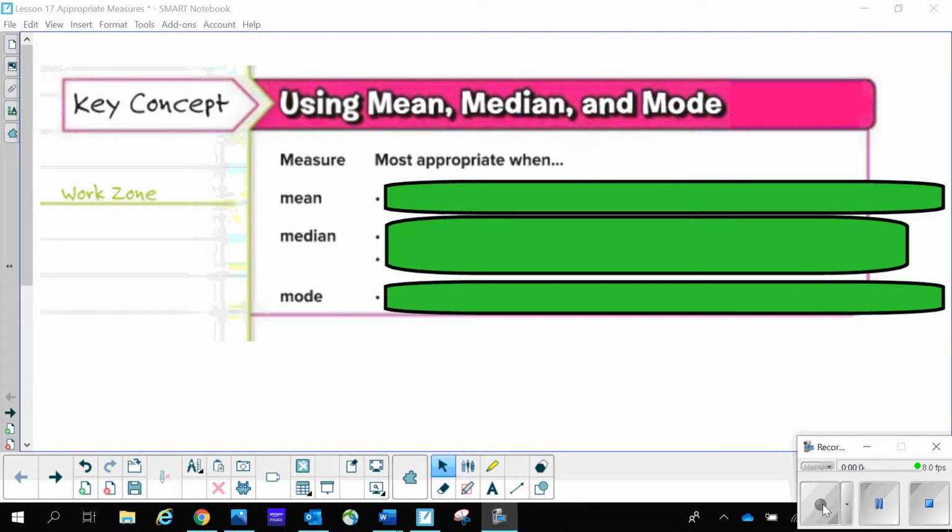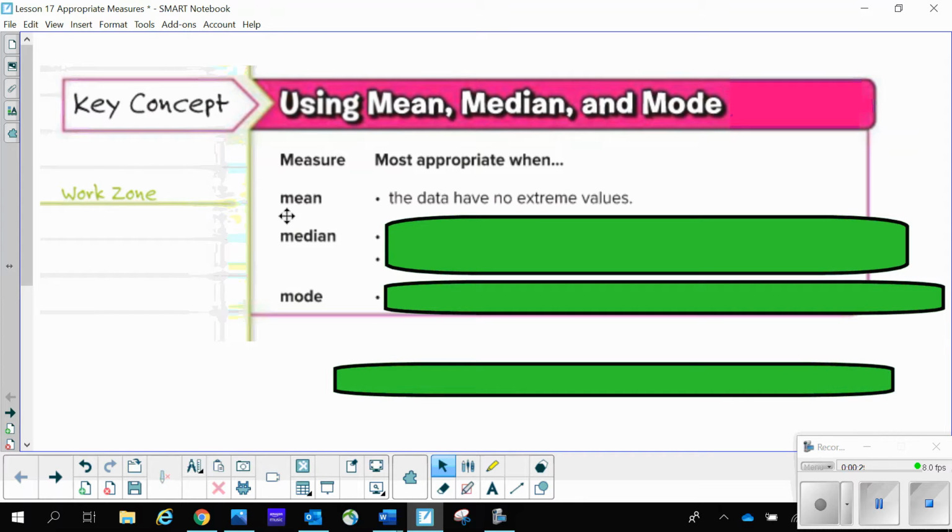Today's learning objective is to choose an appropriate measure of central tendency. What that means is we're going to decide when we find mean, median, or mode, because not always do we need to find all three. Throughout this lesson today, pause the video and take notes along with me so you have more time. So let's get started. When is it that we find mean?